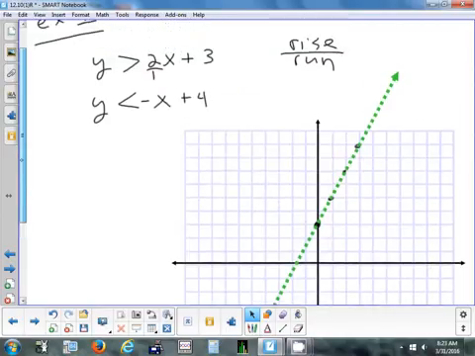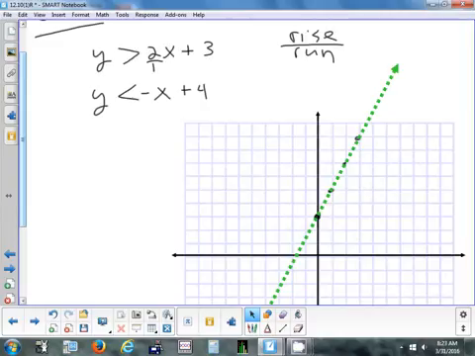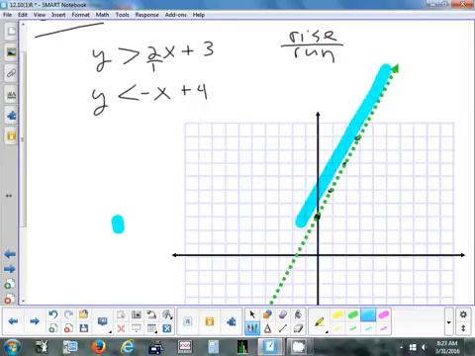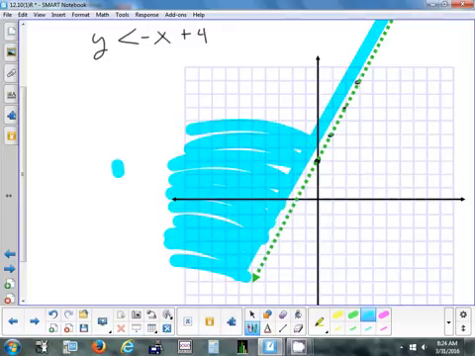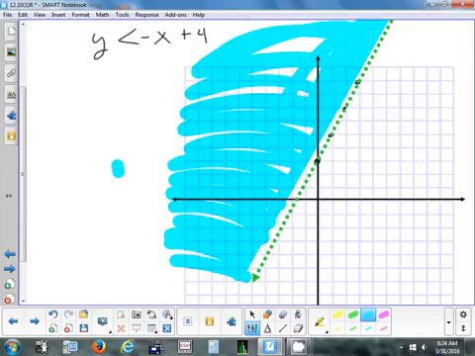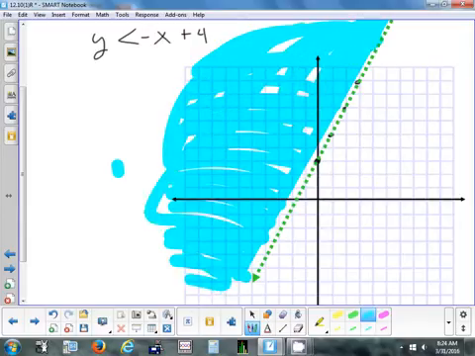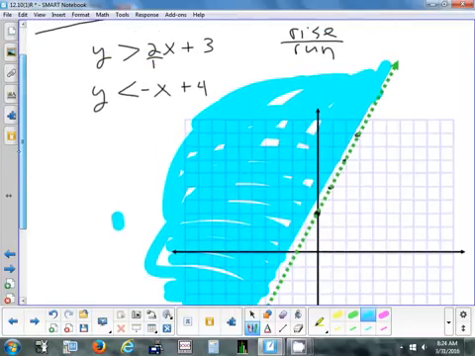Now, after I draw my line, I have to decide, should I shade above it or should I shade below it? This is a greater than. Above. Okay, so I'm going to shade above. Let's see if my highlighter is working. Yep, seems good. So I'm going to shade everything above. Any question on that? Now that's not my answer. I'm going to graph one more line, and hopefully I'm going to see an overlap. And if it's confusing, I'll circle the answer so you can see it on your paper.